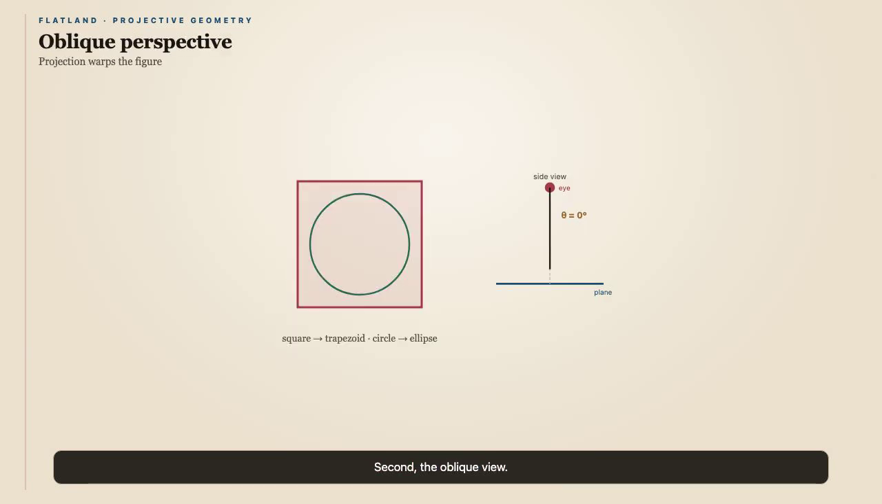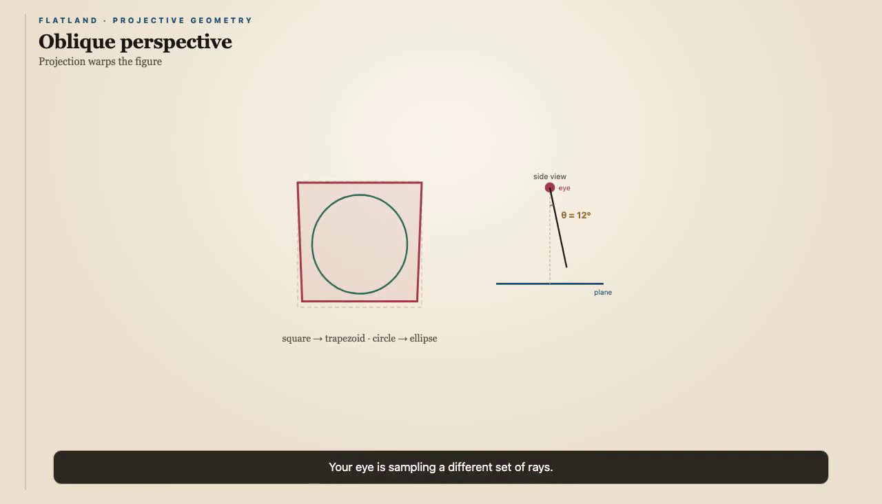Second, the oblique view. We rarely look straight down. Tilt the line of sight and perspective takes over. The near edge of a flat square stays large. The far edge shrinks toward a vanishing line. The square becomes a trapezoid. A circle becomes an ellipse. Parallel lines that run into the depth of the paper no longer look parallel on the screen. The shape has not changed. Only the projection has. The object is still a square in its own geometry. Your eye is sampling a different set of rays.